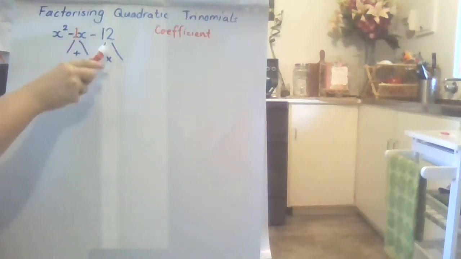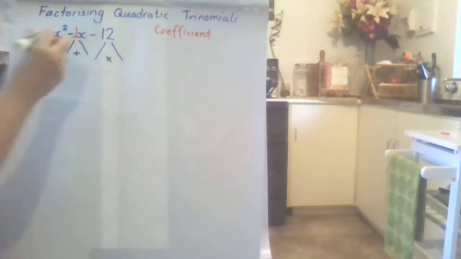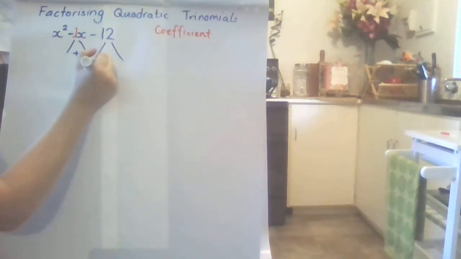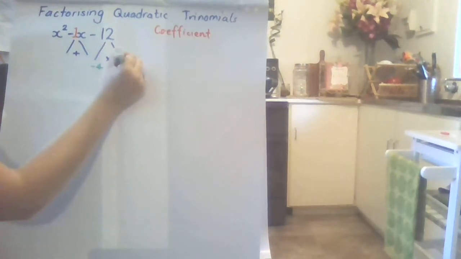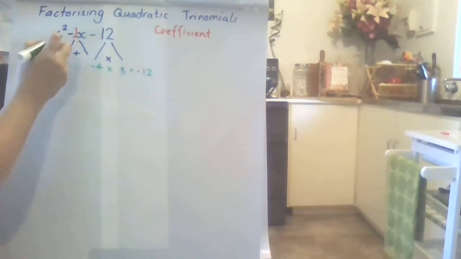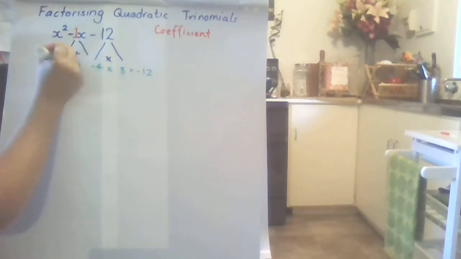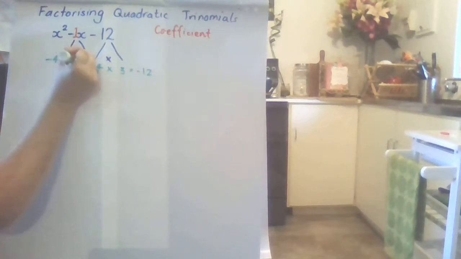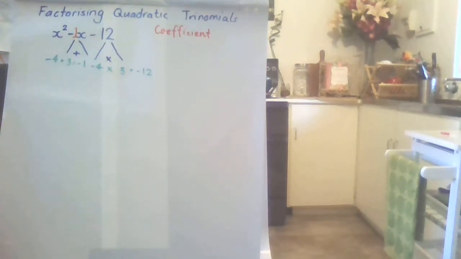Okay, so off the top of my head, I'm going to reconcile this. So basically I'm going to do -4 times +3, and that'll give me -12. And here as well, that's going to work because -4 plus 3 equals -1. So I've got the numbers I need to go on with the factorisation.